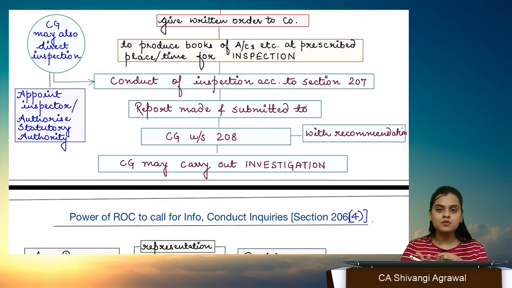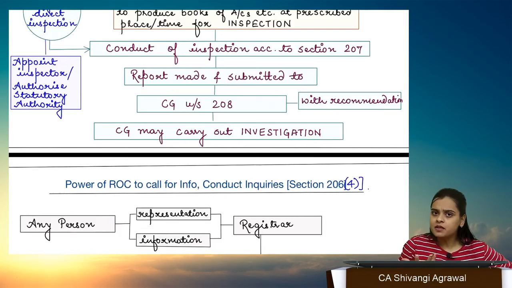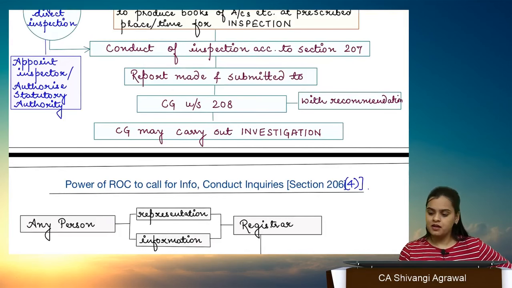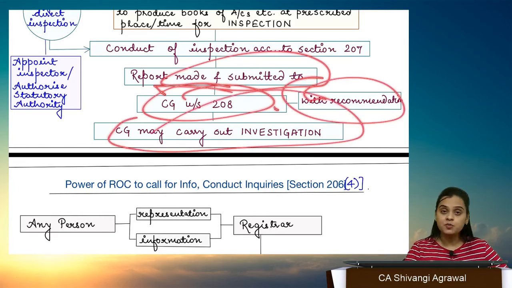Whatever it be, whether the registrar or an inspector, whoever is carrying out the inspection on whatever grounds, they prepare a report of their inspection, which they submit to the central government, right? When they submit the report, they also give a recommendation of their analysis and what they suggest, that is, could there be a probability of fraud involved? So should they go for investigation? It's only their recommendation. This does not bind the central government to initiate investigation. So report made and submitted to CG under section 208 with recommendation, then CG may carry out investigation.